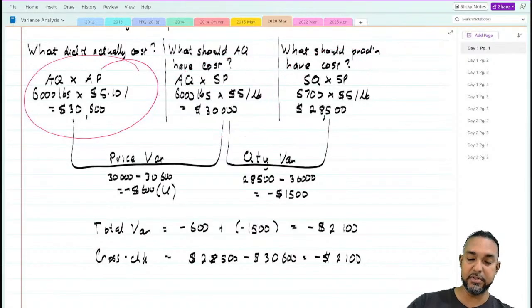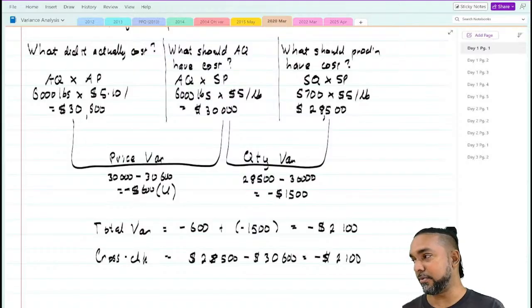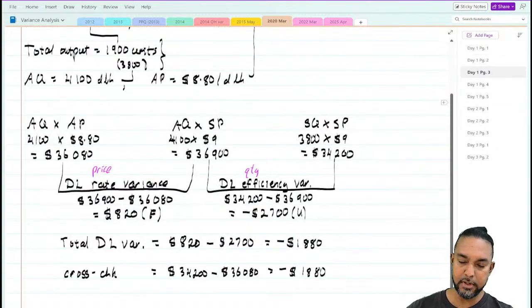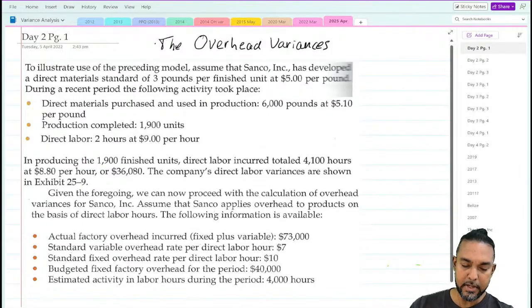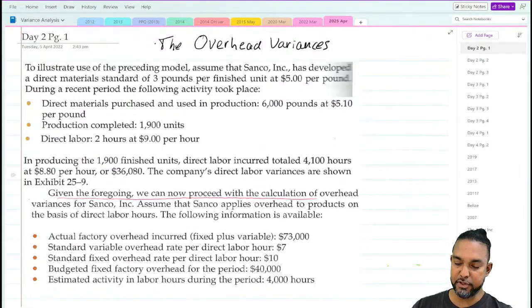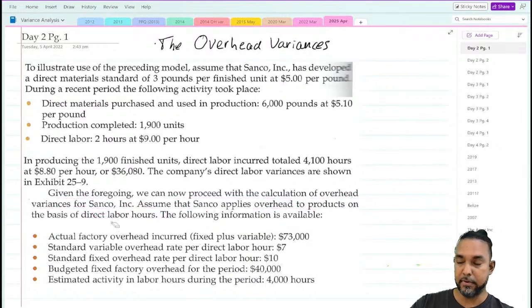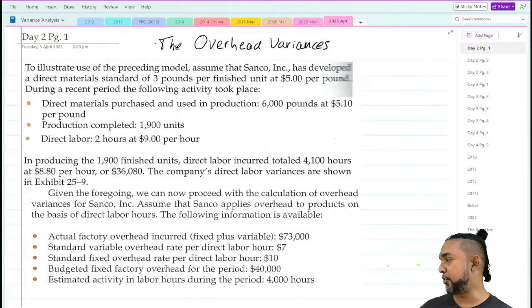The one in the middle allows us to split the total variance into materials and labor. Is it maths? Well, it is maths, but it's actually keep accounting. So we saw materials, we saw direct labor, and some of that stuff. It says, given the foregoing, we can now proceed with the calculation of overhead variances for Sanko. Assume Sanko applies overhead to products on the basis of direct labor hours. So we see something from module 2 when we talked about overhead application rates, OARs.